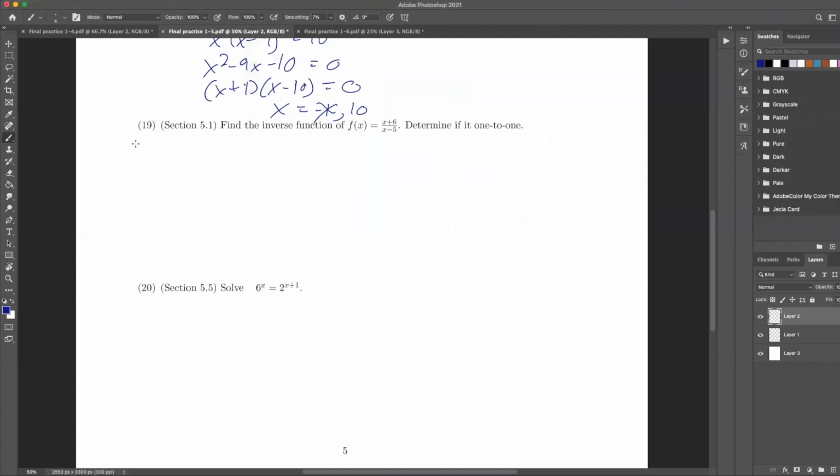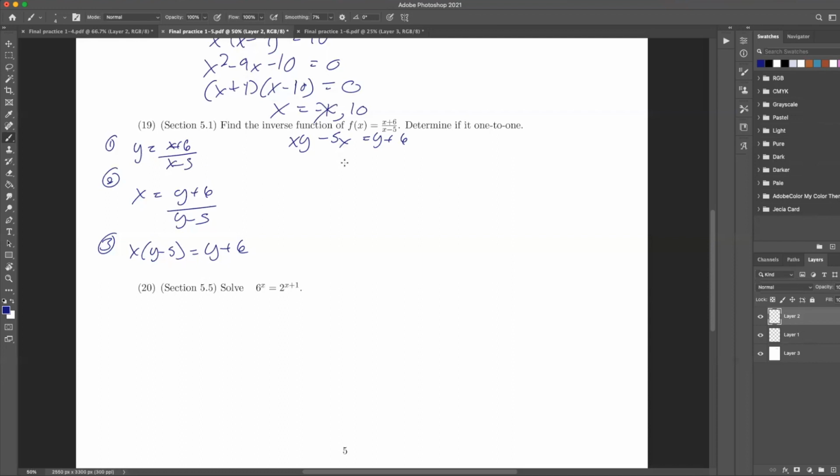So the first thing we want to do is write y equals x plus 6 over x minus 5. The second step is to swap the x's and y's. So we have x equals y plus 6 over y minus 5. The third step is to solve for y. And so we'll just move that over. So we'll have x times y minus 5 equals y plus 6. And so this is xy minus 5x equals y plus 6.